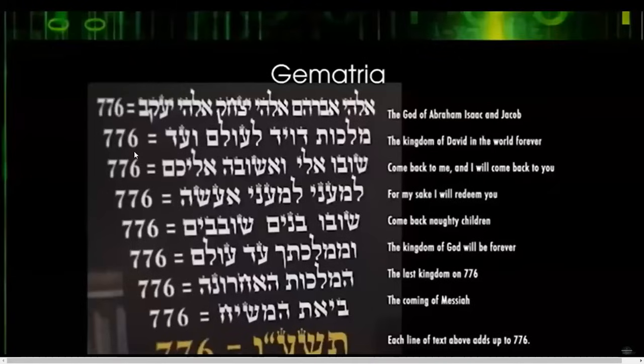Then there's another thing called gematria. And gematria is not the same. Gematria is like every Hebrew character has a number. It always has. And they add up. So, in this particular case, there are sentences where the God of Abraham, Isaac, and Jacob added up to 776. Kingdom of David and the world forever, 776. Come back to me and I will come back to you. They all added up to 776. What it meant, we don't know. We just thought it was really interesting.